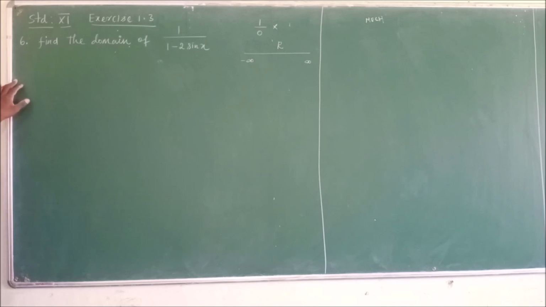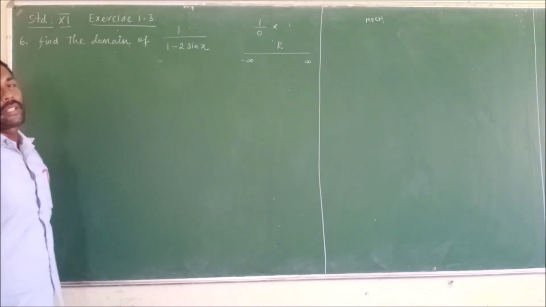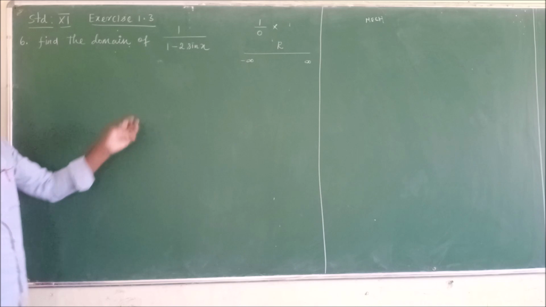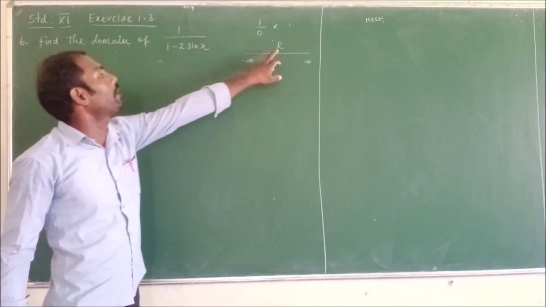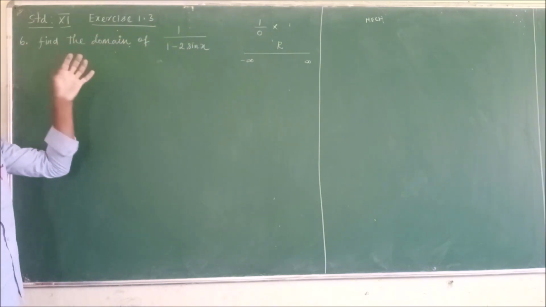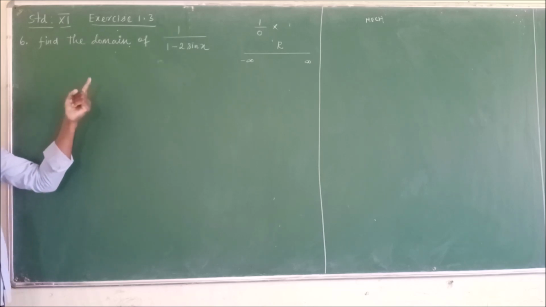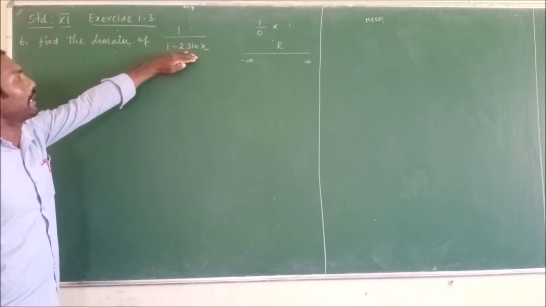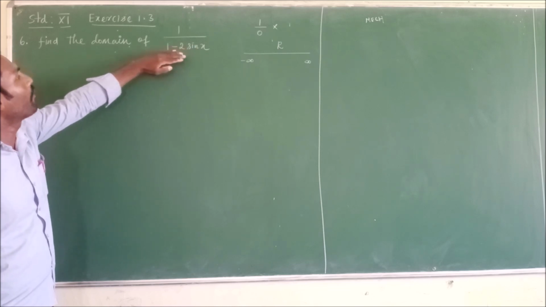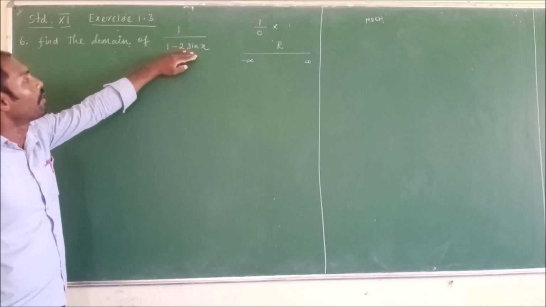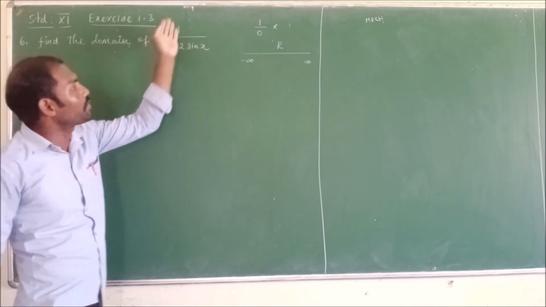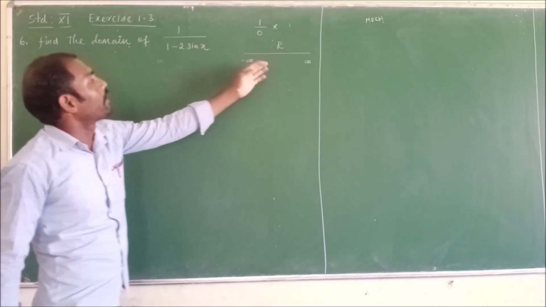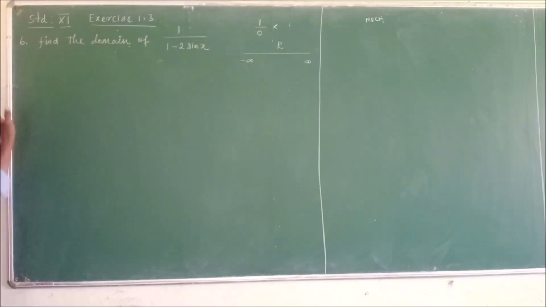So first we have to find the zero value of 1 minus 2 sin x. Then after that we have to remove that value from the real numbers. It is called the domain of the given function. Clear? First we have to find the zero value of 1 minus 2 sin x. After that, removing the zero value from the real numbers, the remaining values are called the domain of the given function. So this is the solution.